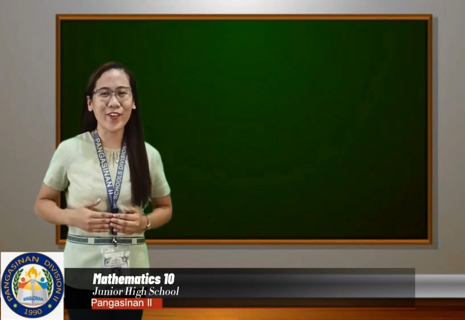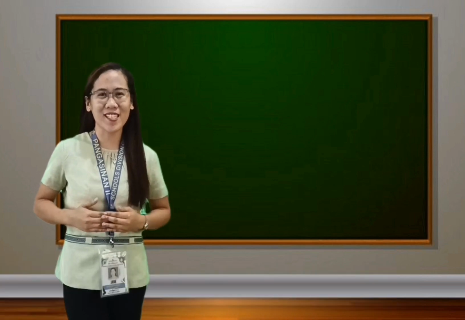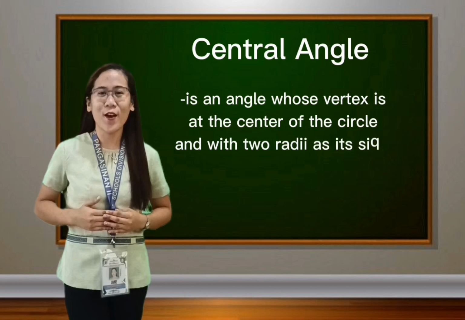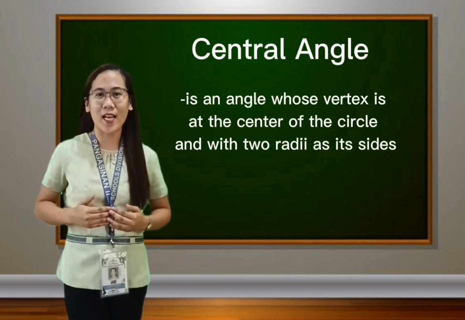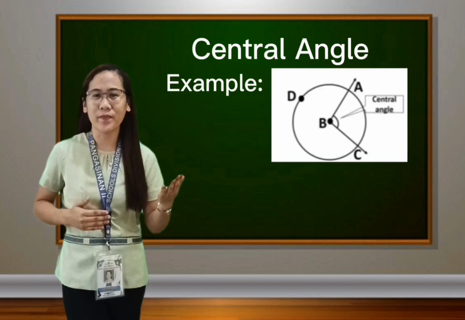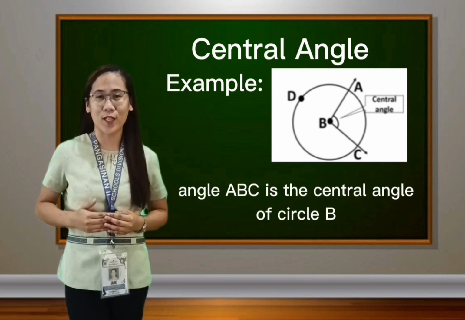Now, let us take a look at the different angles related to circle. First is the central angle. Central angle is an angle whose vertex is the center of the circle and with 2 radii as its sides. For example, in the given figure, angle ABC is the central angle of circle B.